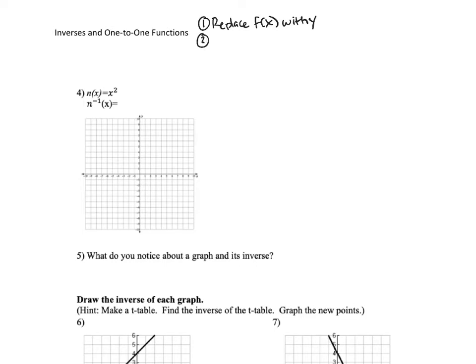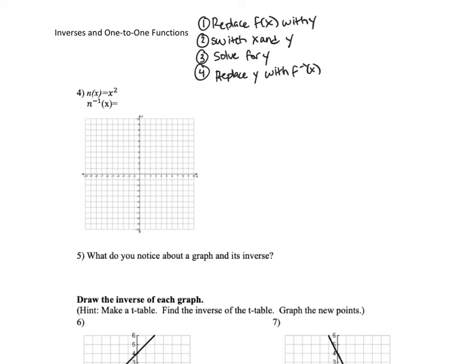Your next step is you're going to switch your x and y values. Next, you're going to solve for y, or try to get y by itself. You're going to solve for y. And then lastly, you're going to replace y with f inverse of x, or in this case, n inverse of x.